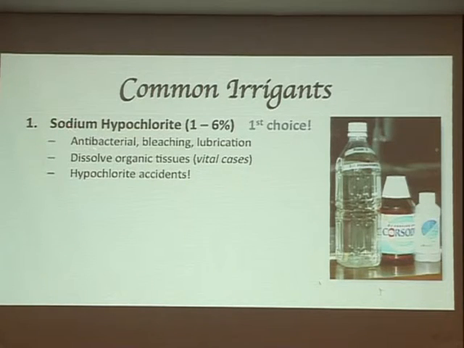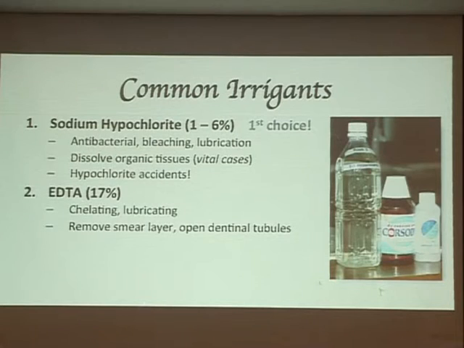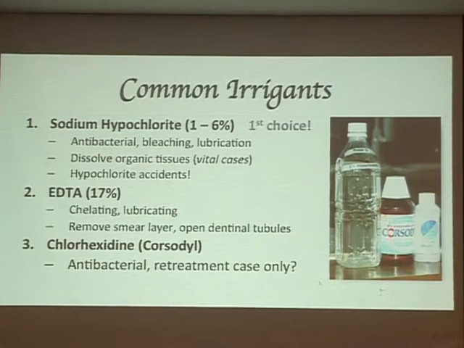Sodium hypochlorite, very good antibacterial, bleaching, lubrication, is still the number 1 choice. Although there's a lot of research on other alternatives, it's still the best and the cheapest, okay, for the irrigation. Sometimes using EDTA, a chelating agent, to open up the dentinal tubules. Sometimes using chlorhexidine. I'm using Corsodyl, but in fact, with Corsodyl the concentration is too low. We recommend using 2% in research. Most of the mouthwashes are only 0.2%, but it's still a very good alternative. You don't want to be using sodium hypochlorite in some cases.